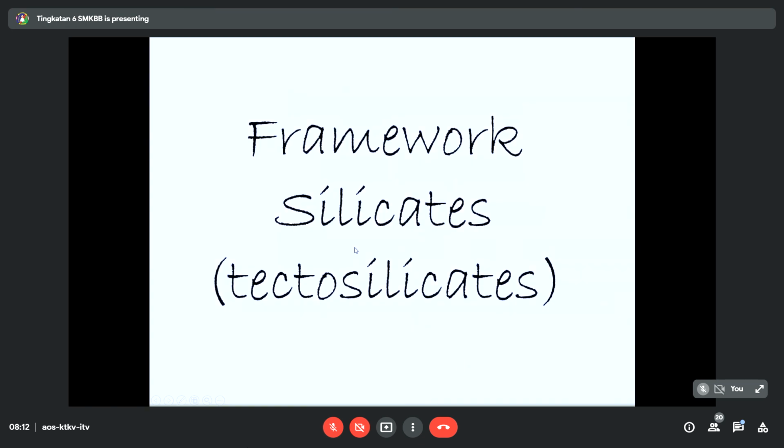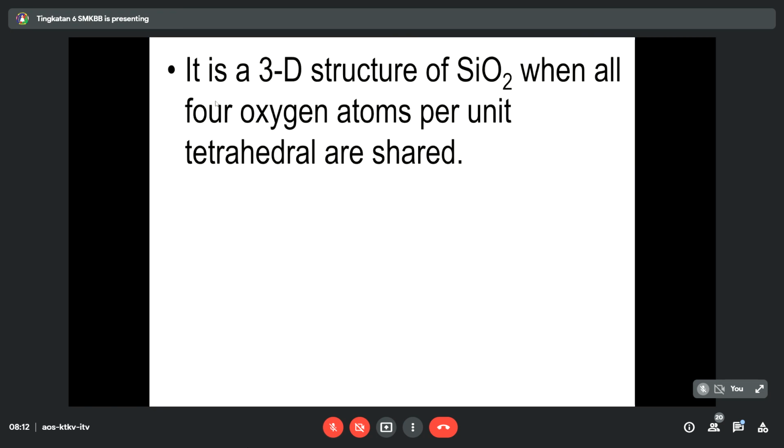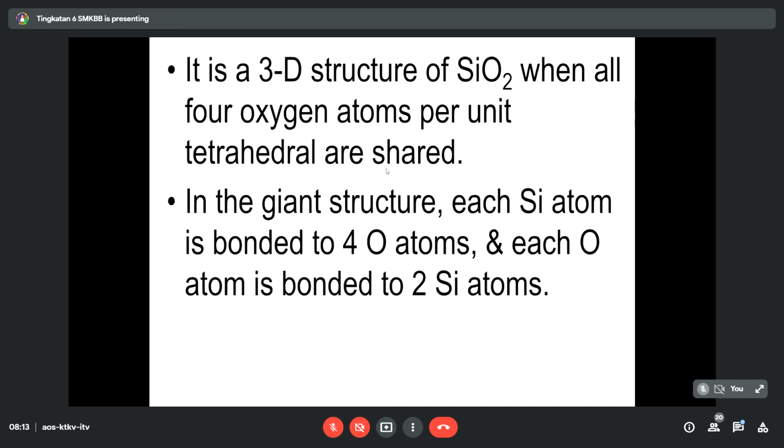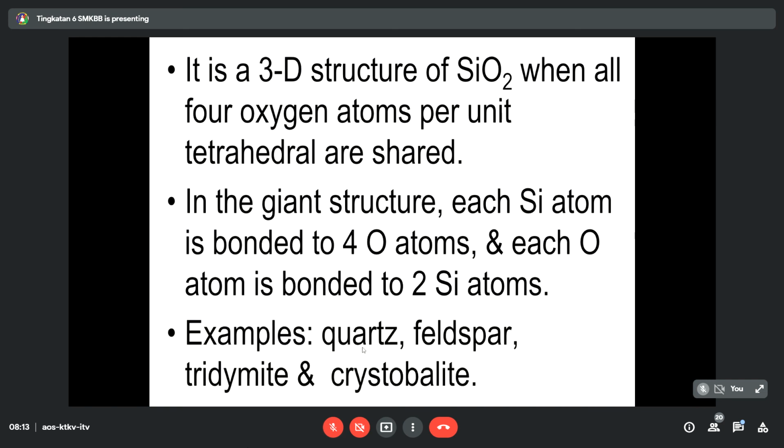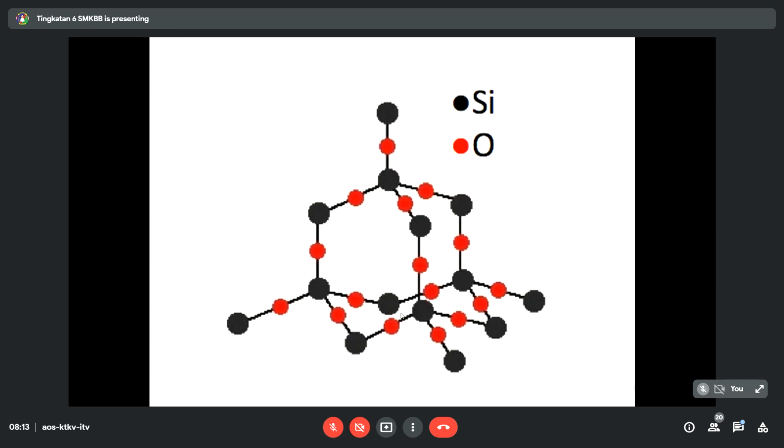Okay, the last type. Let's settle this one. Framework silicates, or we call it tectosilicates. It's a 3D structure of SiO2 where all 4 oxygen atoms per tetrahedral unit are shared. So in the giant structure, each silicon atom is bonded to 4 oxygen atoms and each oxygen atom is bonded to 2 silicon. So normally the examples are quartz, feldspar, tridymite and cristobalite. So there, a giant structure. Each silicon bonded to 4 oxygen, each oxygen bonded to 2 silicon.